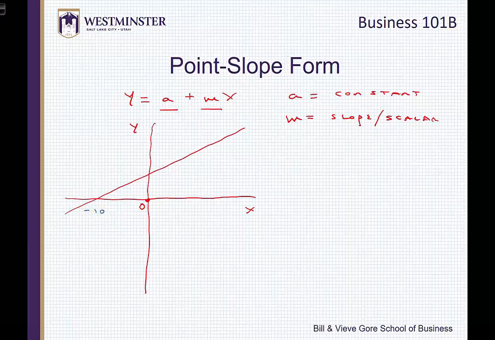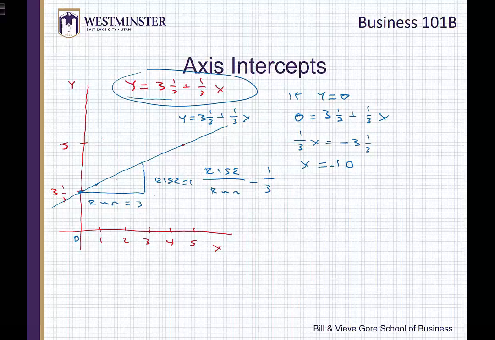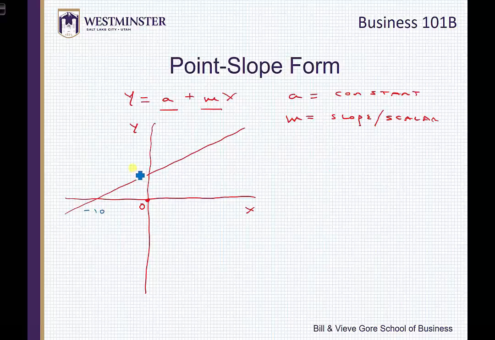I have negative 10. Well, as I take this further then, if x equals 0, then y is equal to 3 1/3 plus 1/3 times 0, or 3 1/3. So this point was 3 1/3. So we see the x and the y-axis intercepts, and since again this is a linear equation, we can simply know that it creates a straight line.